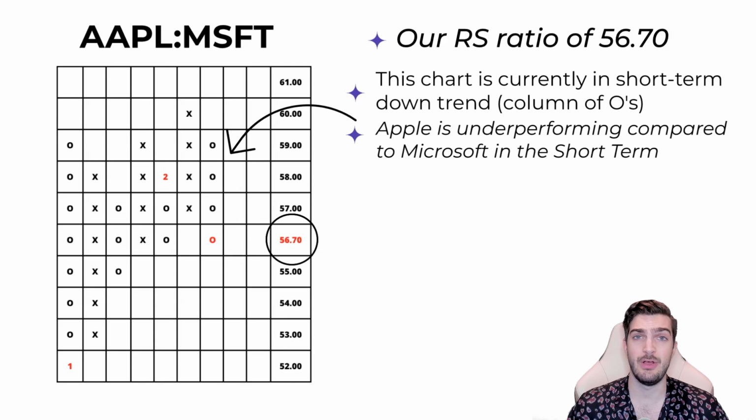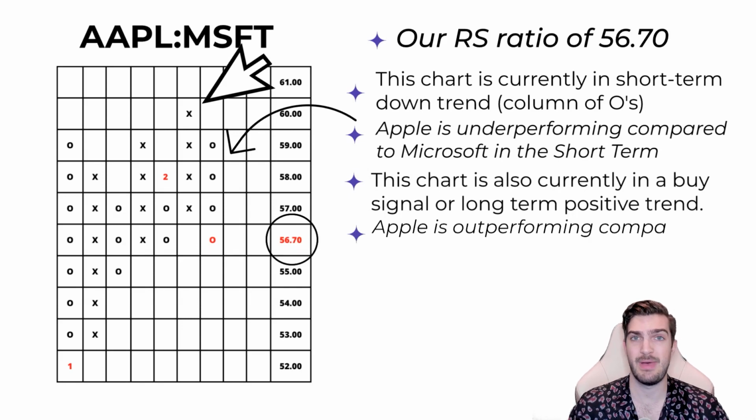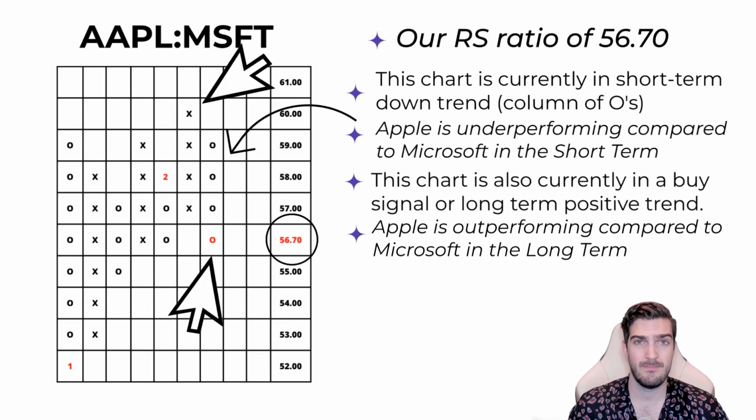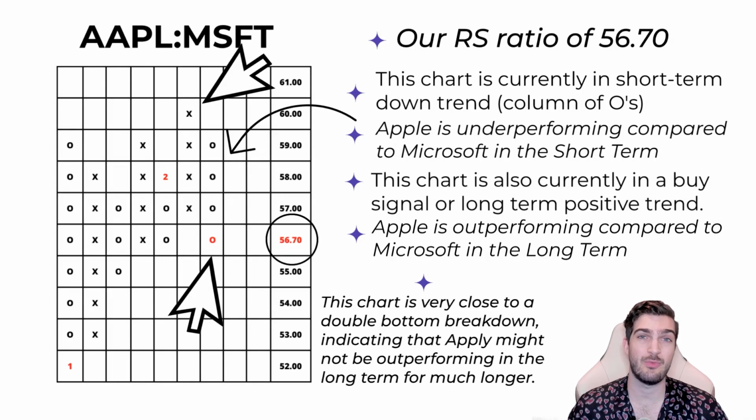However, if we look at our point and figure buy or sell signals, we find that currently this chart is in a buy signal, indicating that we are in a long-term positive trend and that Apple is doing better than Microsoft long-term. But if we look at where our current column of O's is, we're starting to inch closer and closer to a double bottom breakdown, which would see a reversal in that long-term indicator, flipping us into a negative trend and indicating that Apple has lost long-term strength compared to Microsoft.